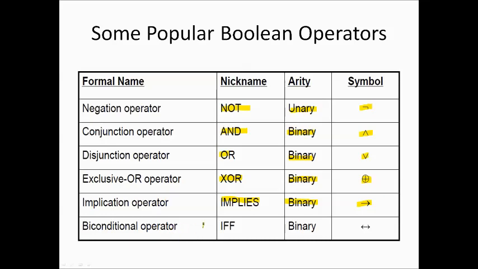For the biconditional operator, the nickname for the biconditional is if and only if. It is binary and we are using a bidirectional arrow.